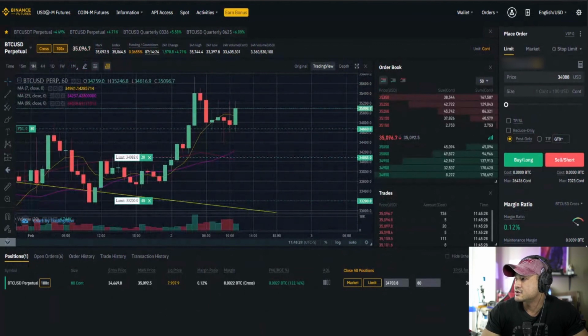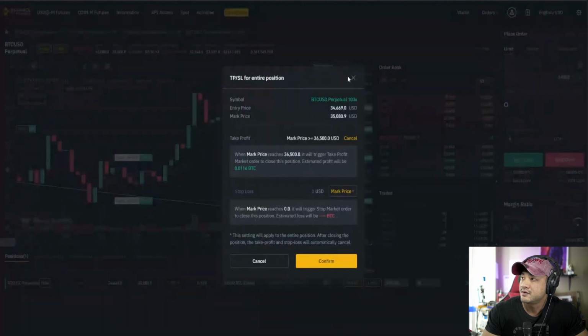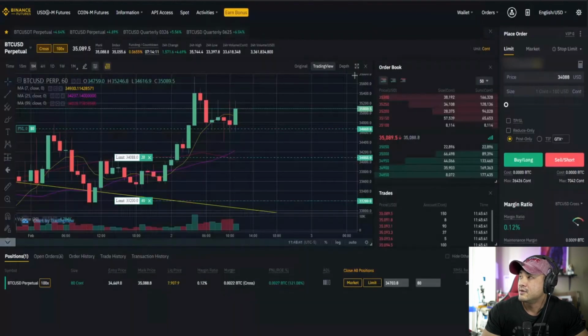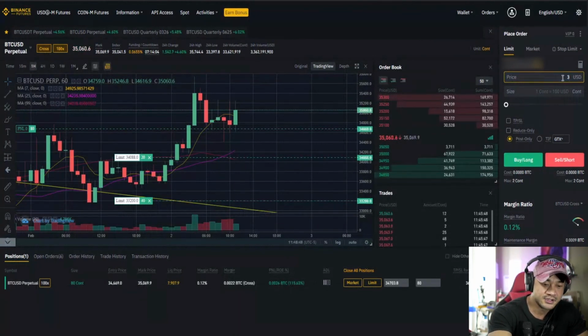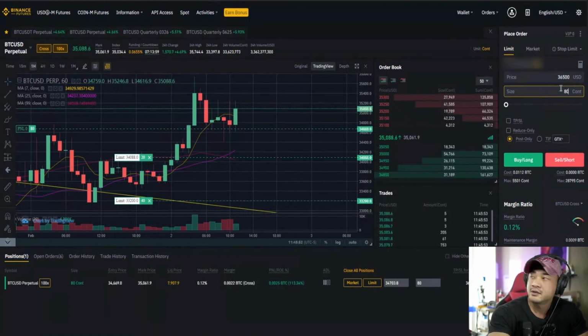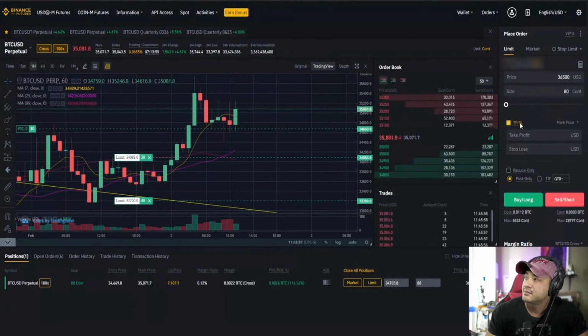And let me describe this area a little bit for you too. Sometimes if you don't want to use the TPSL section here to get out of your position, you have another option of getting out here. So if I want to exit at 36,500, I can exit here, 36,500, size 80. But then what you really want to click is this TPSL. So again, take profit, stop loss.